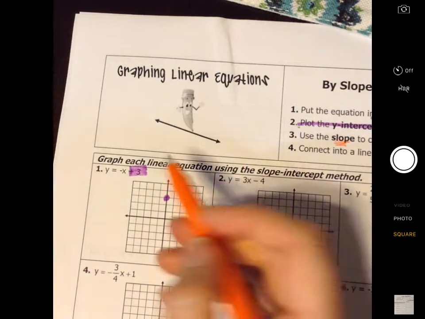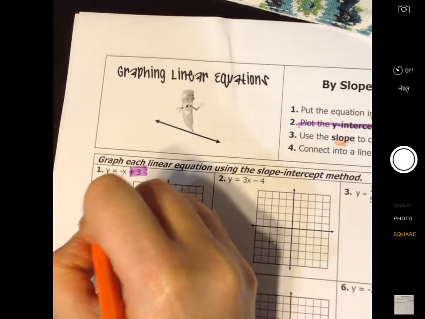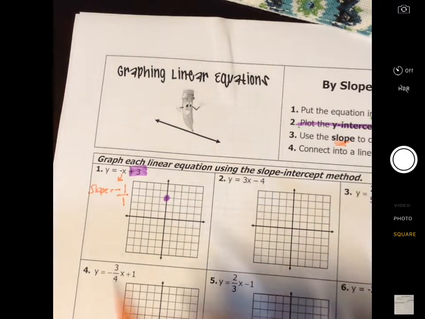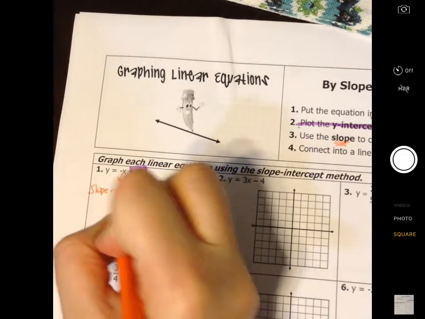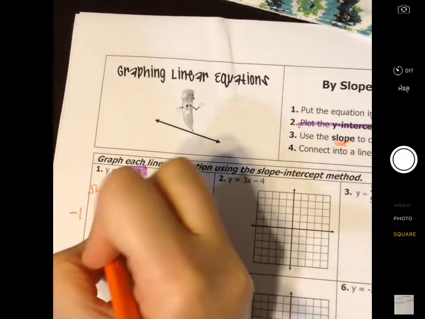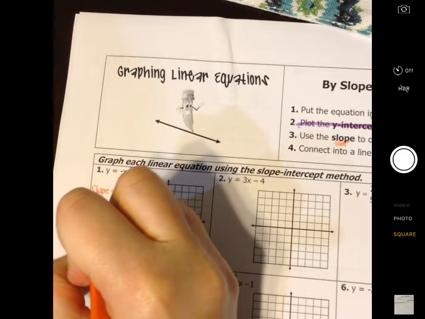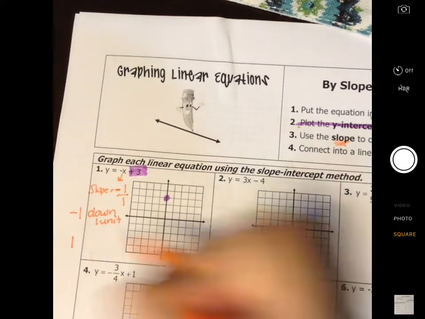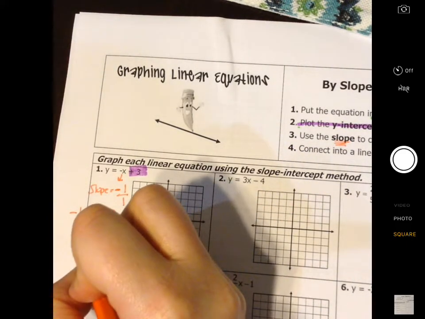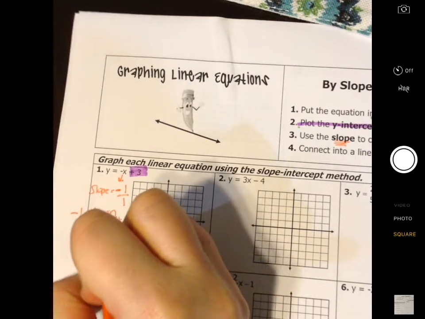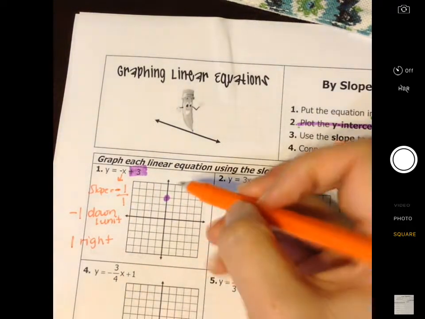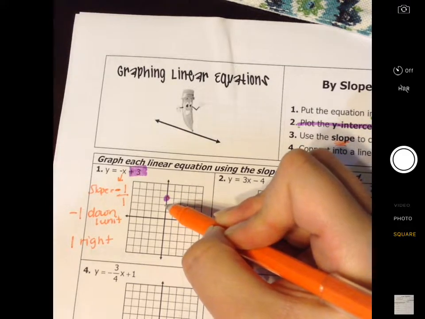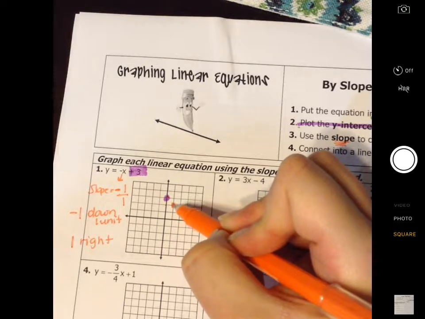My slope has no number in front of it, but my slope would be negative 1 over 1. So what this slope tells me is the negative sign, negative 1, tells me to go down 1 unit, and then the positive 1 underneath tells me to go 1 unit to the right. So put your pen or pencil on the y-intercept point. We're going down 1, right 1, put a dot.